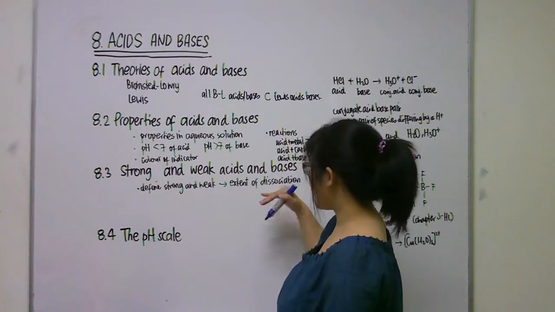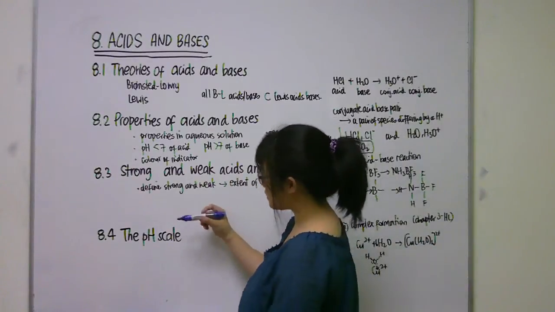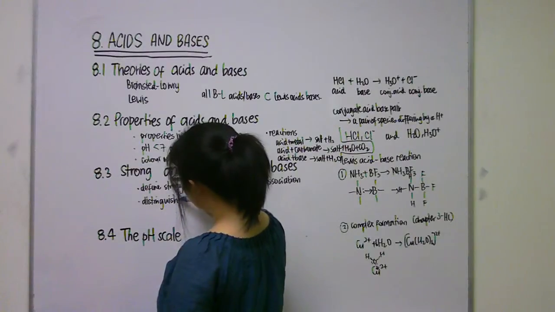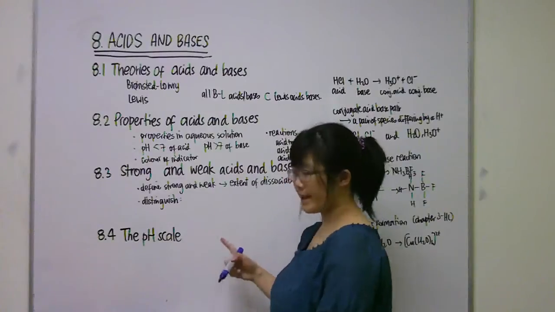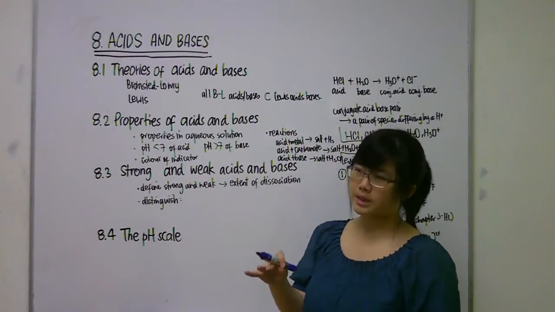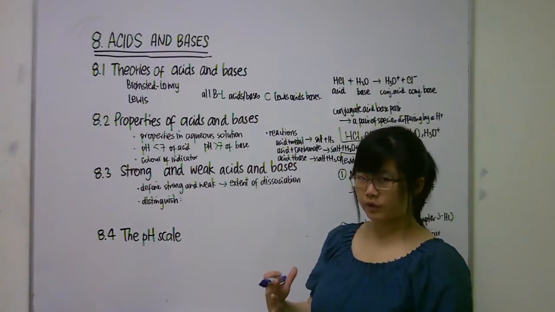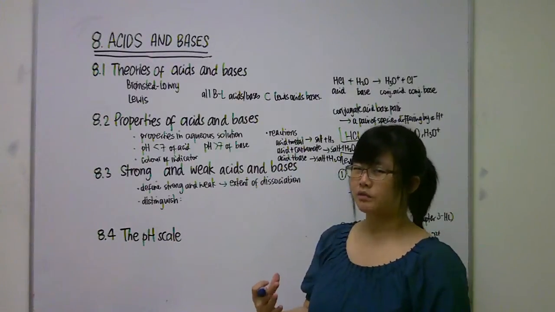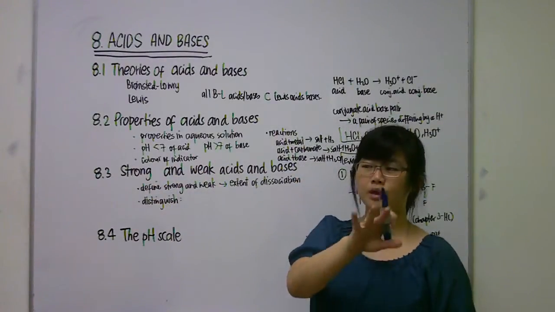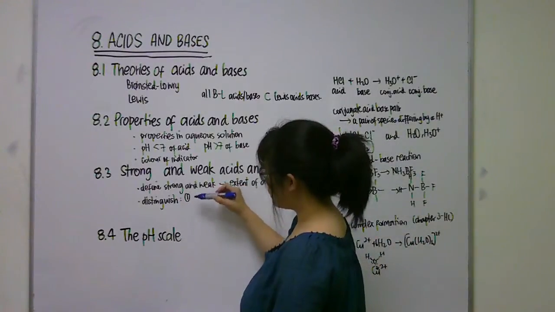It's all about extent of dissociation, and the students need to know how to distinguish a strong acid and a weak acid. But one thing that you have to emphasize before you tell them this is that before you differentiate the strong and the weak acid, you need to know that they are of the same concentration. If they are of different concentration, there is no way you can really differentiate them. So remember, to distinguish a strong acid from a weak acid, you must start with two solutions of the same concentration.